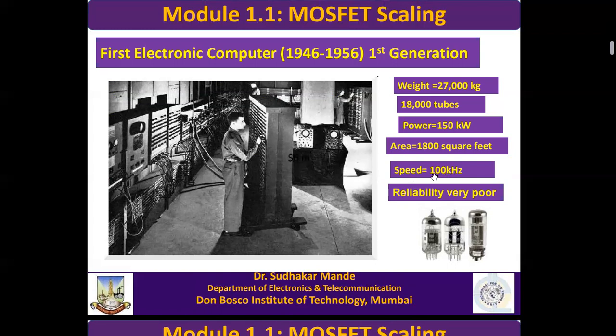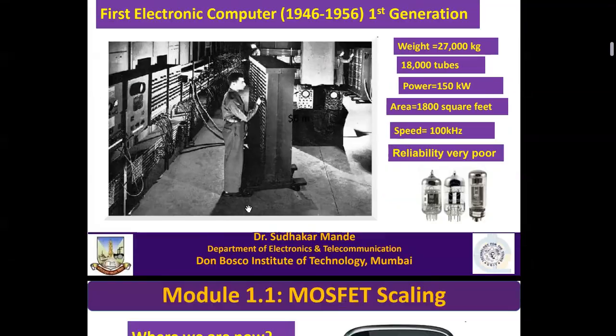And speed was only 100 kilohertz. Speed was very low. And its reliability was poor. Reliability means the ability to work continuously without failure. Every 2 minutes, one component would fail, so its reliability was also very poor. But this was the first generation, because at that time only vacuum tubes were available. Therefore, scientists created this computer with the help of vacuum tubes.